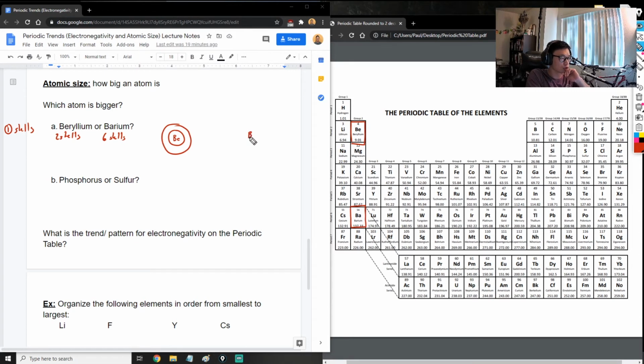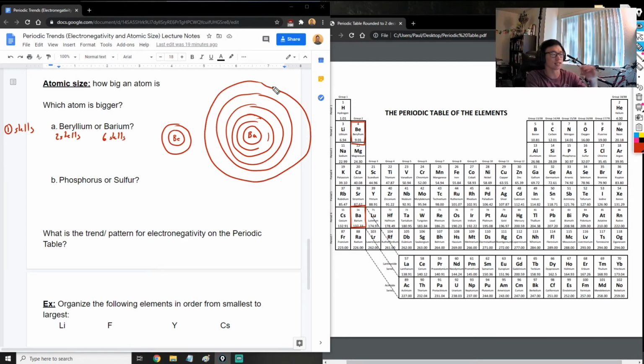Hopefully it doesn't take you very long to figure this out. 1, 2, 3, 4, 5, 6. So which one looks bigger, guys? This one should have been pretty easy to guess, right? The more shells there are, the bigger they are. So the bigger one is obviously barium, right?